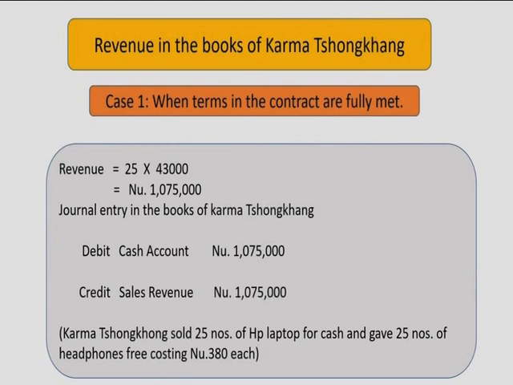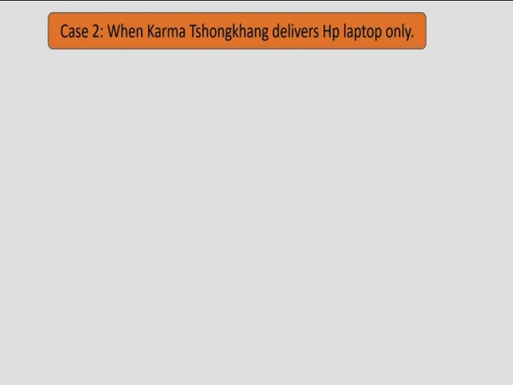So the journal entry will be: debit cash account 1,075,000, credit sales revenue 1,075,000. In the narration you are going to write: Karma Tsongkang sold 25 HP laptops for cash and gave 25 headphones free, costing Nu 380 each. So this is when there is no breach of contract between Karma Tsongkang and Mr. Pema. Next case, let's assume another case. Now Karma Tsongkang delivers the HP laptops only and forgets to deliver the headphones.